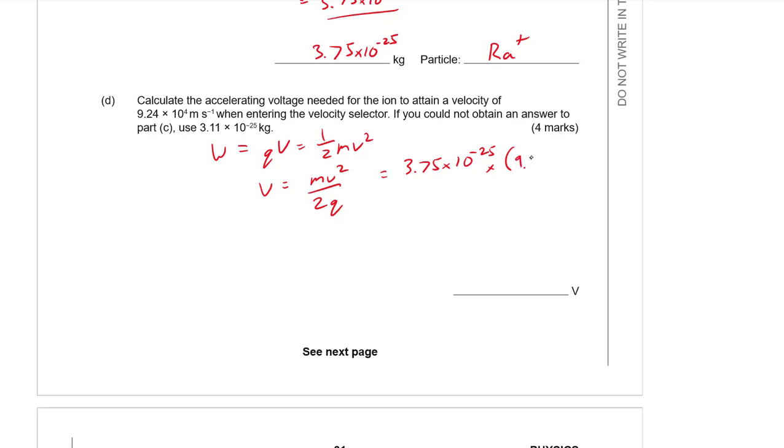Now when I first did this, I forgot to square it, but it was very obvious. I got a number that didn't make sense. Divide that by 2 times 1.6 times 10 to the negative 19. If you do this, you'll get a number of 10,005 volts. So down here, I would write it as 1.00 times 10 to the 4 volts. And there we go.